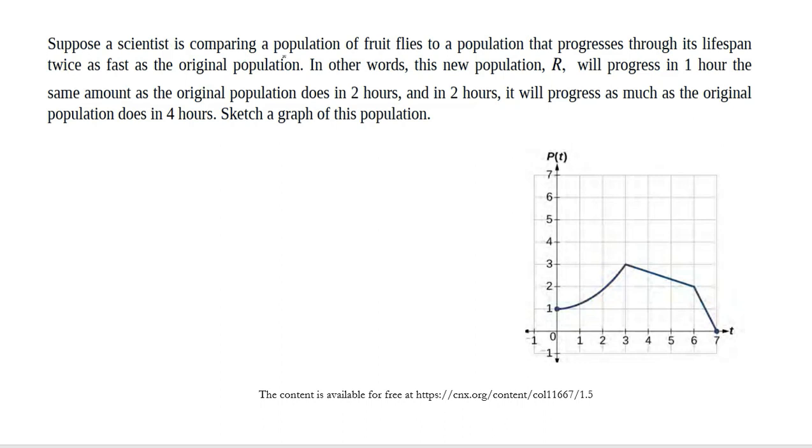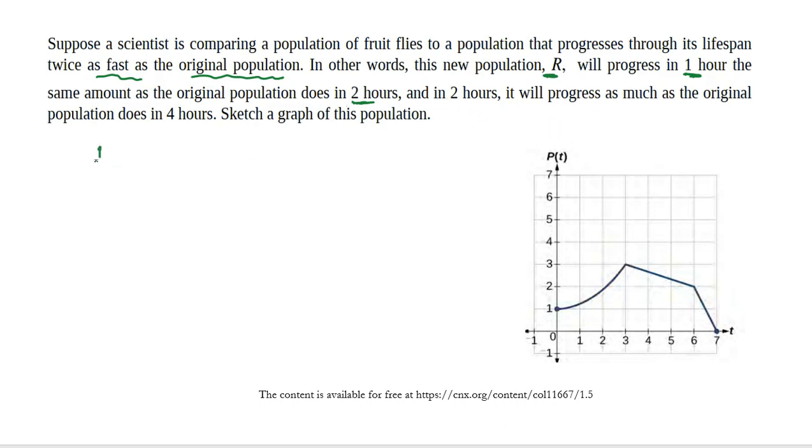Suppose a scientist is comparing the population of fruit flies to a population that progresses through its lifespan twice as fast as the original population. So we have another population that is 2 times faster than this one. That means the time for the new one is half of the time of this one. In other words, the new population R will progress in 1 hour the same amount that the original one does in 2 hours. So we need to multiply time inputs by 1 over 2.